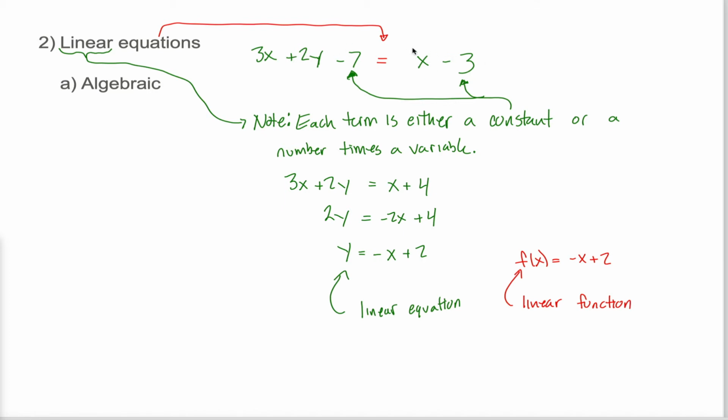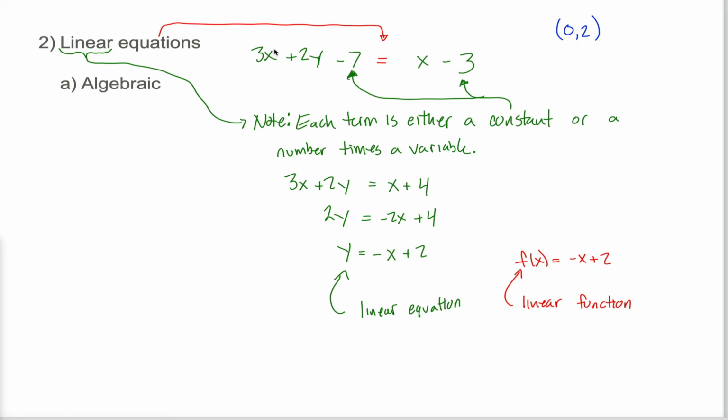So in this case, since I have 2 variables, x and y, my solutions will be pairs of numbers. For example, the pair where x equals 0 and y equals 2, I think is a solution to this equation. Because if I change all the x's in these equations into zeros and the y's into 2's, both sides of the equation will be equal to negative 3.